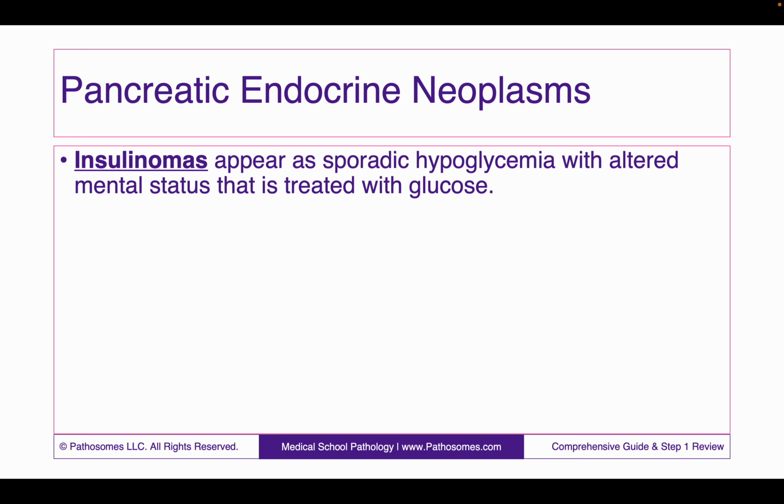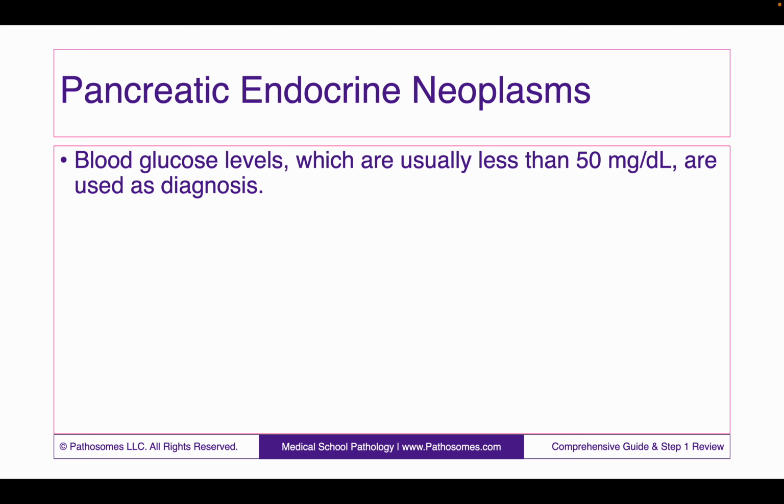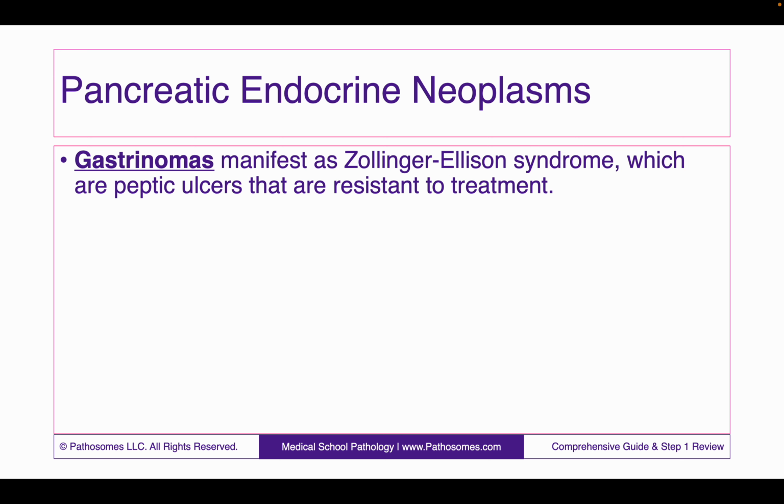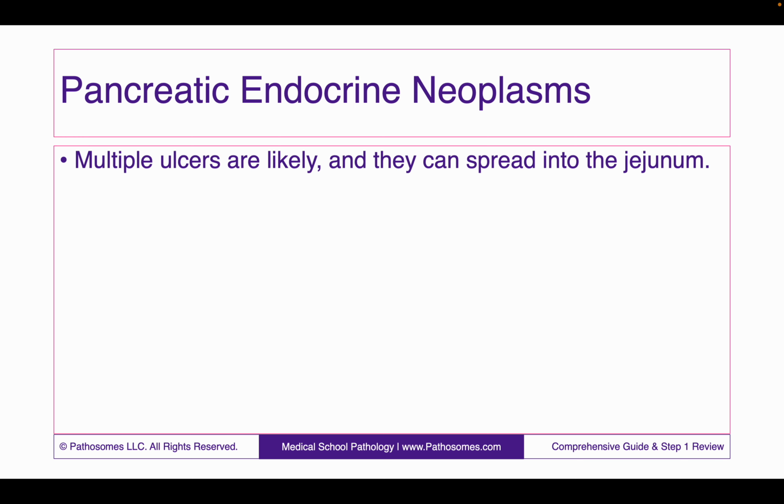Insulinomas appear as sporadic hypoglycemia with altered mental status that is treated with glucose. Blood glucose levels, which are usually less than 50 milligrams per deciliter, are used as diagnosis. Gastrinomas manifest as Zollinger-Ellison syndrome, which are peptic ulcers that are resistant to treatment. Multiple ulcers are likely, and they can spread into the jejunum.